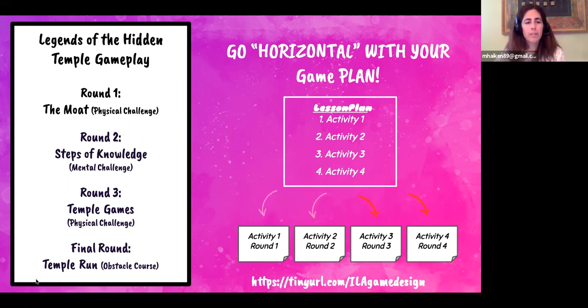So there were 4 rounds, just like there are 4 rounds in Legends of Hidden Temple. We had the physical challenge, the mental challenge, a physical challenge, and then the final run was an obstacle course. That could be a scavenger hunt. So when we think about designing a multi-layer game, we want to go horizontal with our game plan. So think about 3 to 4 activities that you can push together for this collaborative group.